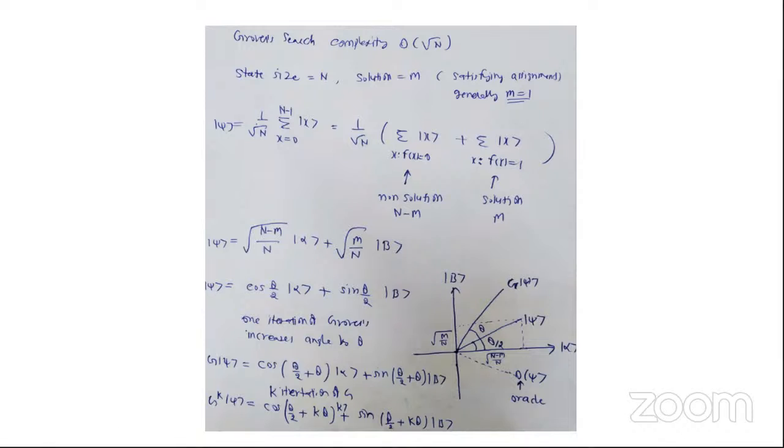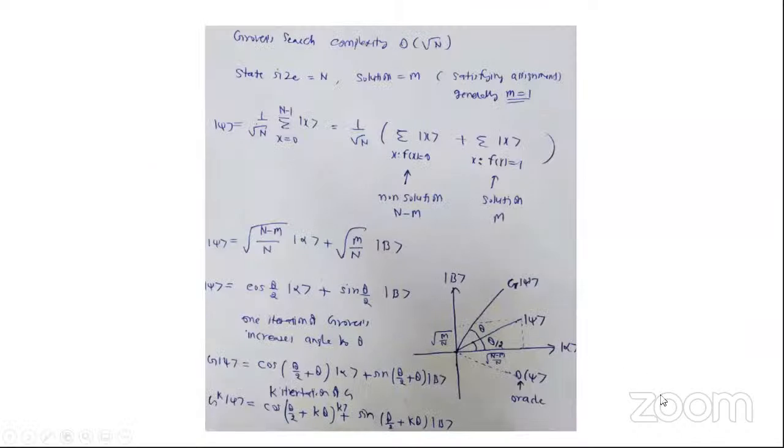So we want to determine the value of k, that is, how many times we should apply this on the state psi so that we reach here. What will happen if we reach here? Then the probability of getting the desired state is high and the probability of getting a non-desired state is less.